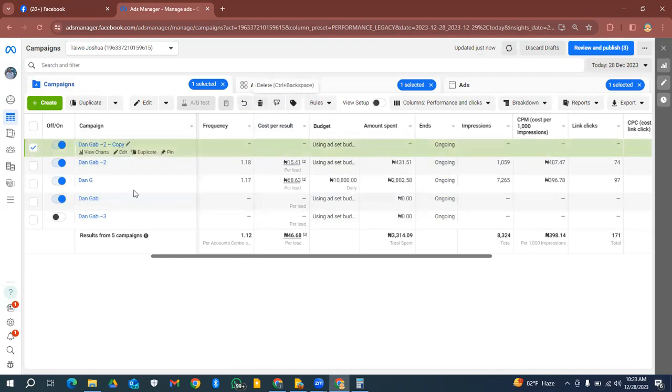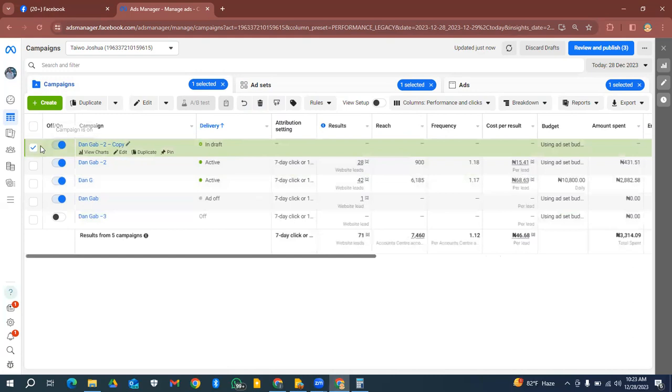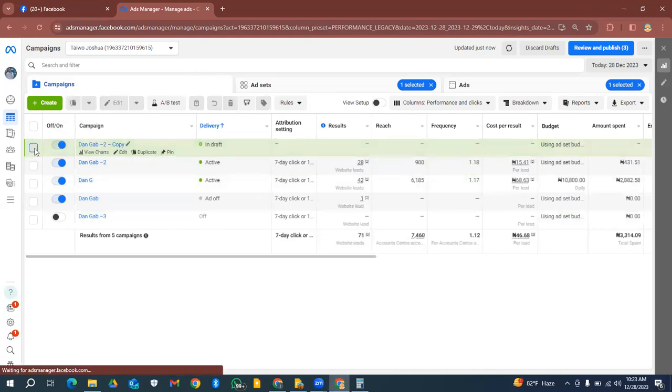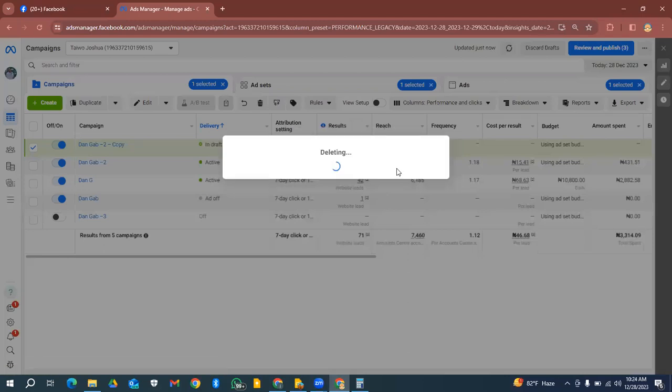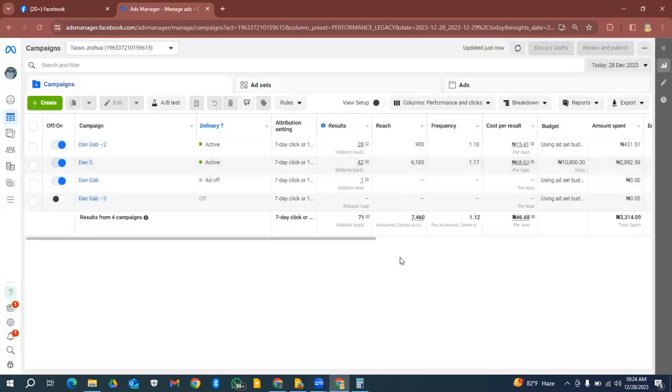So be very careful when deleting stuff, right? You can end up deleting a working ad copy. So you want to make sure that you're very careful with what you're deleting. So in this case, I don't need this. I'm just going to delete it. All right.